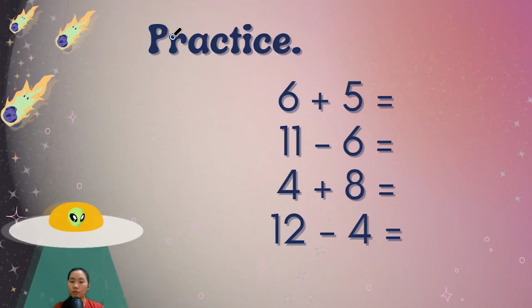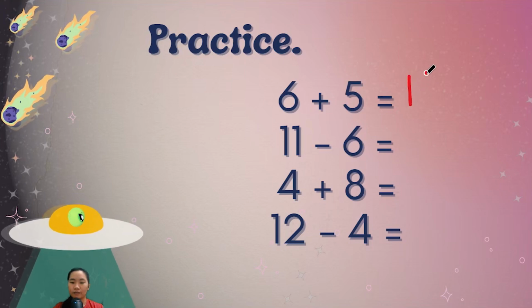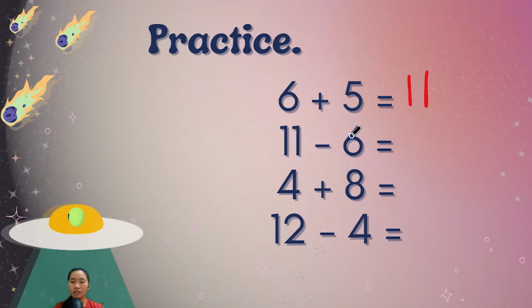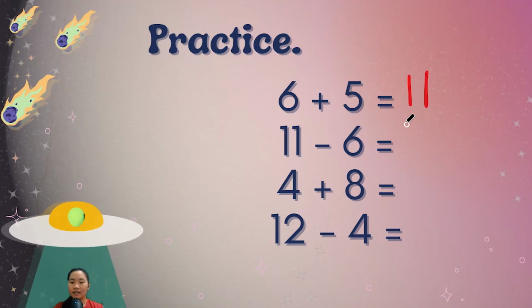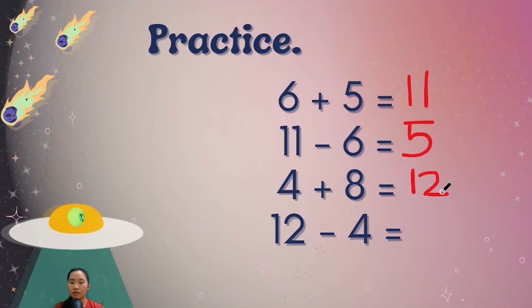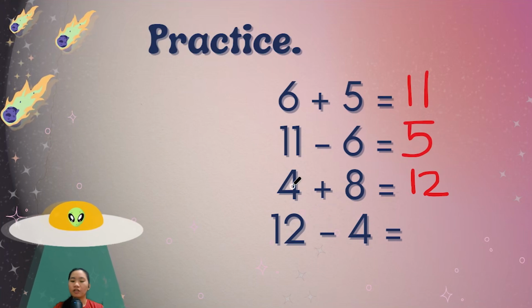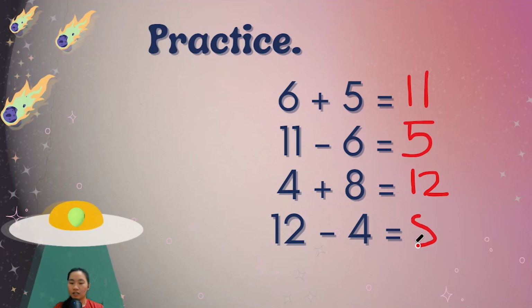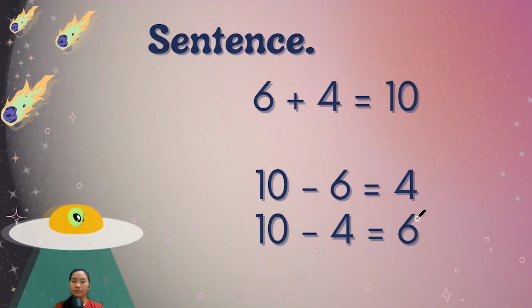Now, let's do a little bit of practice, yes? 6 plus 5 is 11. 11 minus the first addend is the second addend. 4 plus 8 is 12. 12 minus the first addend is the second addend, number 8.